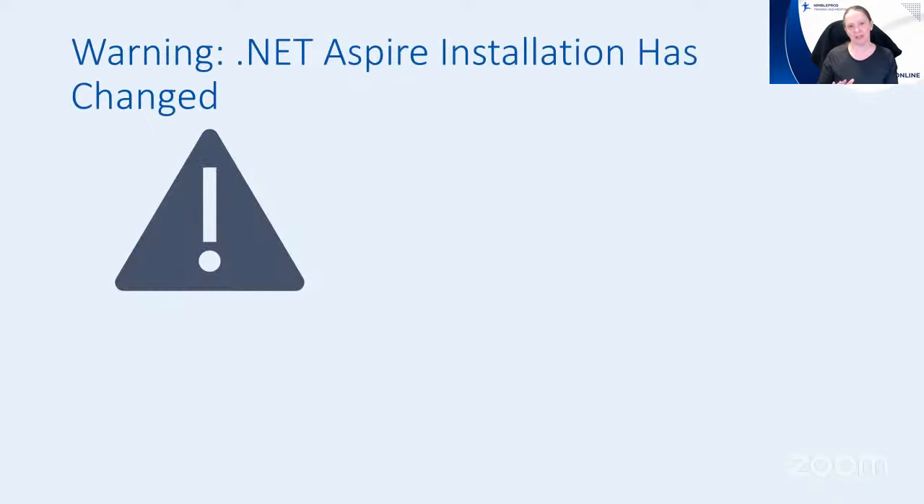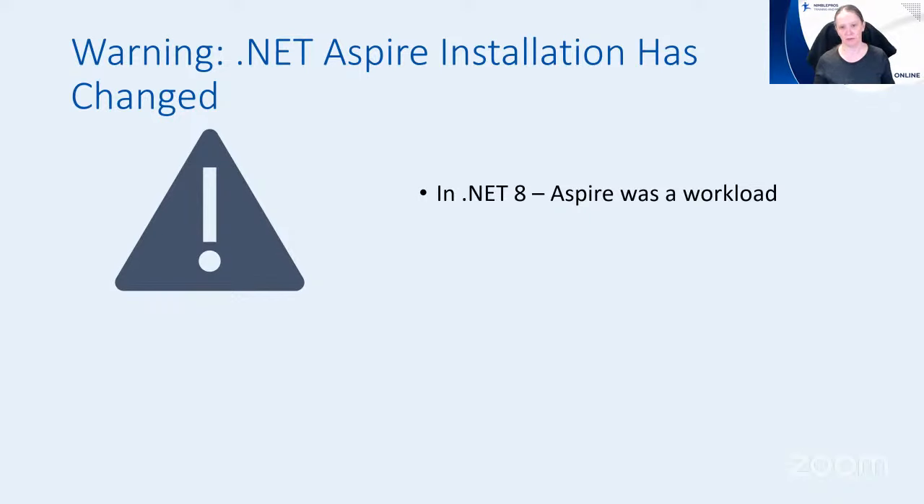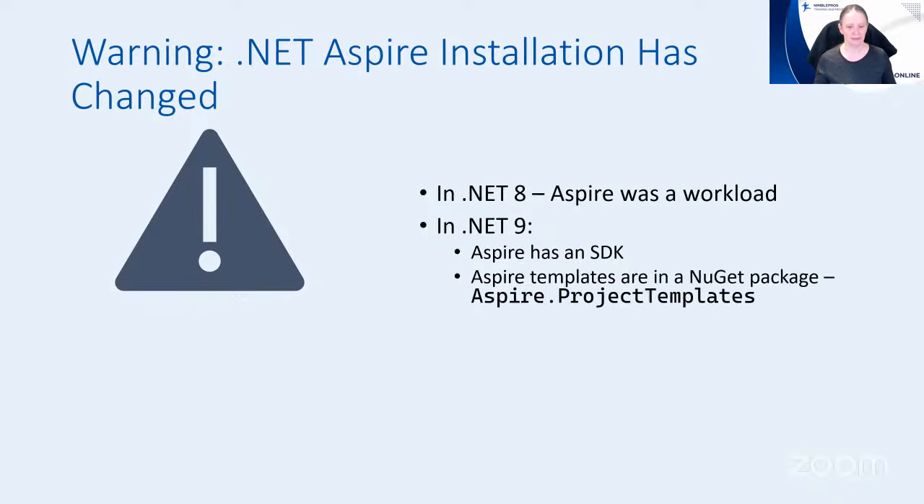But I need to caution you with .NET Aspire. So .NET Aspire from .NET 8 versus .NET 9 have two different installation approaches. And if you have .NET 8 already installed, you still need to go through the process for .NET 9. In .NET 8, Aspire was a workload. So you do the dotnet workload install and trigger Aspire that way. In .NET 9, it's a different story. Aspire is an SDK, and the Aspire project templates are in a NuGet package.